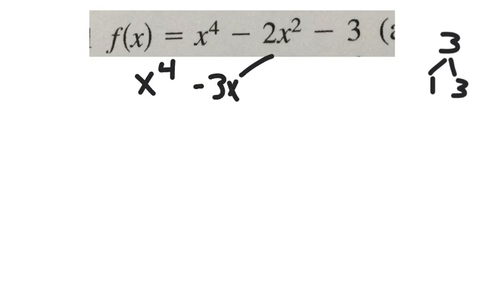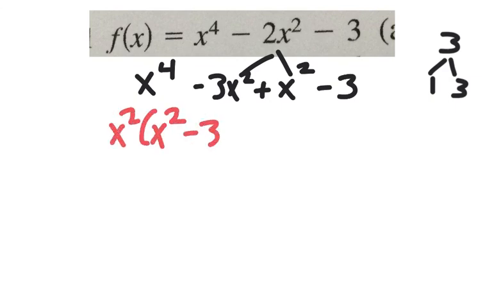So this follows the pattern, x to the fourth, x to the second, and constant. A times c is 3. So I have 1 and 3 to rewrite this as. So I have x to the fourth minus 3x squared plus 1x squared minus 3. That's how I'm rewriting that. And then group. And 1 is the GCF there.